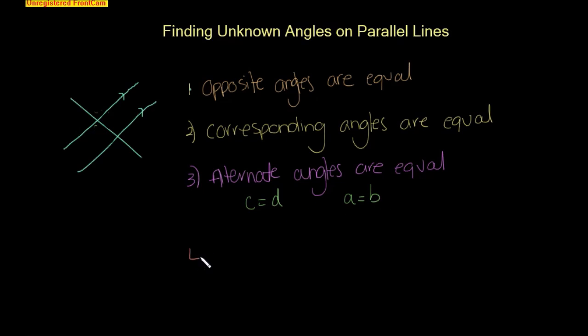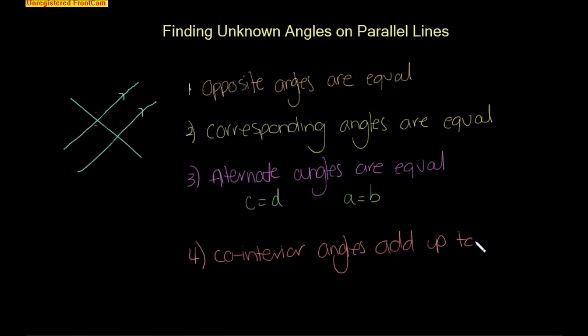So the fourth rule we're going to use is one called co-interior. Co-interior angles add up to 180 degrees. Co-interior is exactly what it sounds like. They're two angles that are on the inside. If you look at the two parallel lines here, we want angles that are both inside the parallel lines and on the same side of the transversal line. So here, A plus B has to equal 180 degrees.